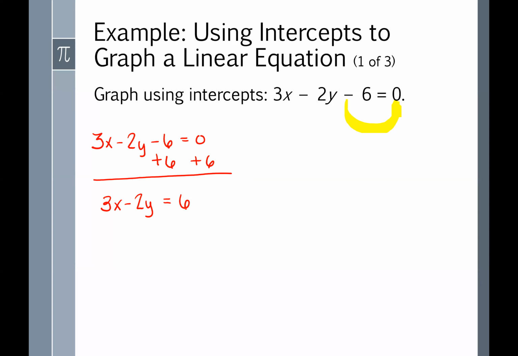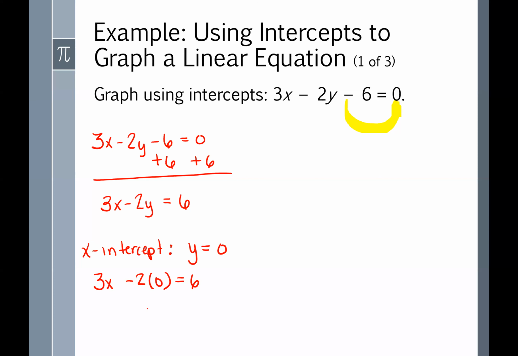Okay, so now I'm going to find the two intercepts. So the first intercept I'm going to find, why not, the x-intercept. And to find the x-intercept, I am going to set y equal to 0. Because if I'm on the x-axis, y is equal to 0. So that's what I'm going to do. In my equation, I'm going to set y equal to 0.